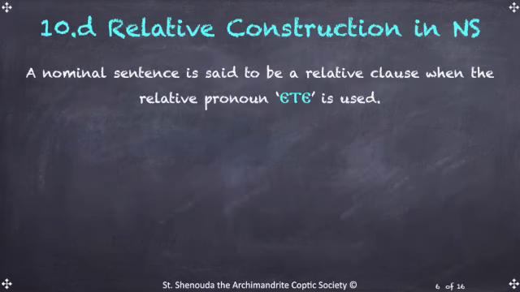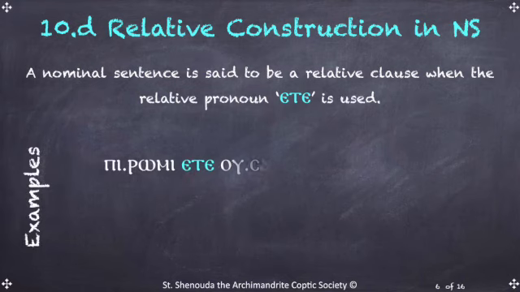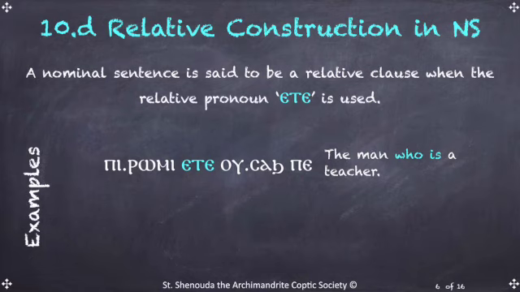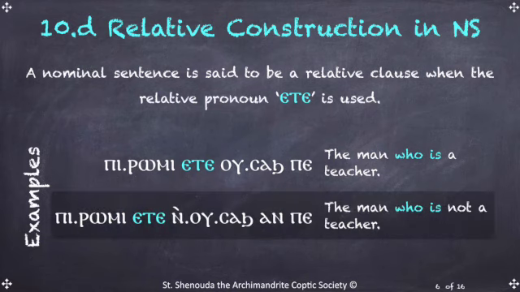So if you remember, there are three relative pronouns, a, et, or ete. We said et is the most popular, but in nominal sentences, ete is the most used. Examples: Piromi ete usai, the man who is the teacher. And the last one is in the negation, Piromi ete en usach an pe, the man who is not a teacher.